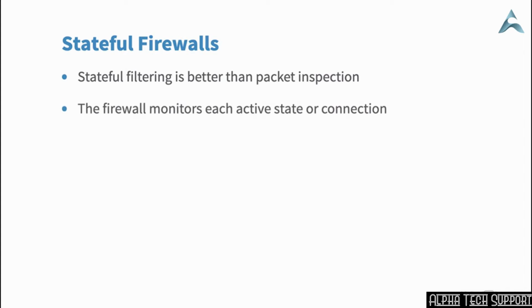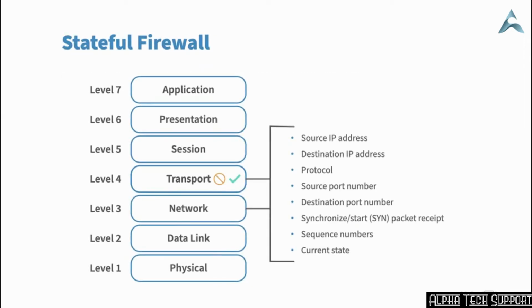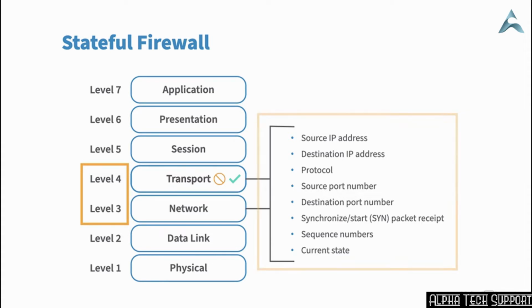Stateless firewalls are faster and perform better under heavier traffic loads. However, stateful filtering is better than packet inspection, as each packet is based on the context of an active state or connection. Similar to stateless packet filtering, stateful inspection occurs at layer 3 and 4 of the OSI model, and it will check source and destination address, protocol, port, and other static values.